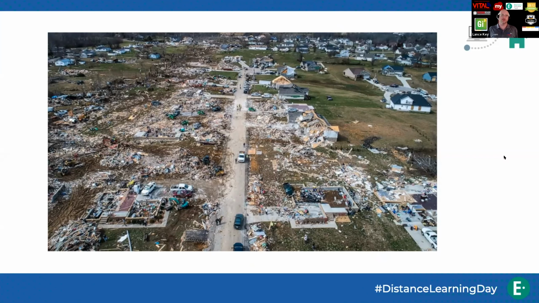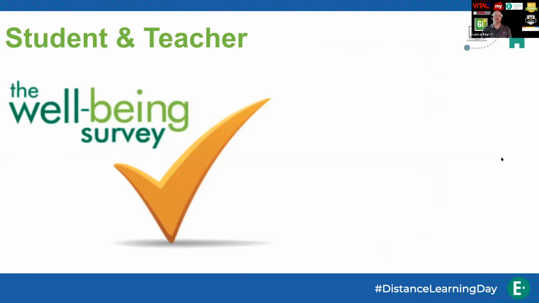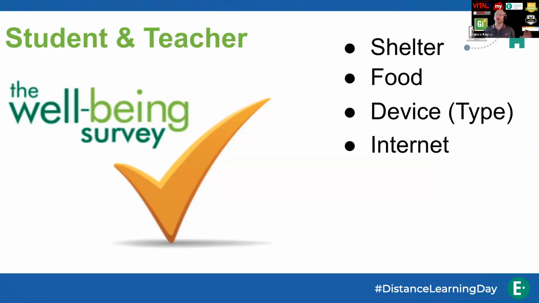So as we started going through this, we had to do a well-being check for everybody. So on the next slide, you can see our well-being check was both for our students and our teachers. We needed to know, do you have shelter? Okay, do you have food? What kind of devices do you have at home? And do you have internet? So we had to do a quick well-being of where's everybody at, because our first priority was shelter and food. And then next, if we're going to go on with learning, device and technology.